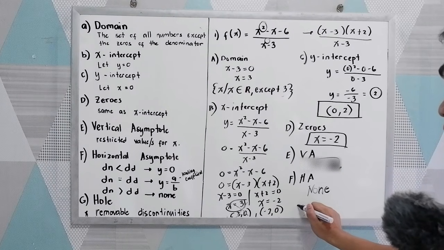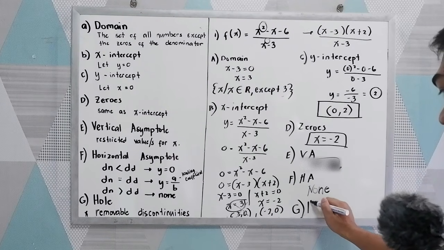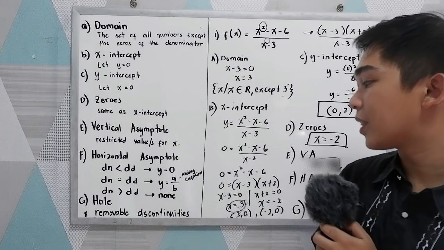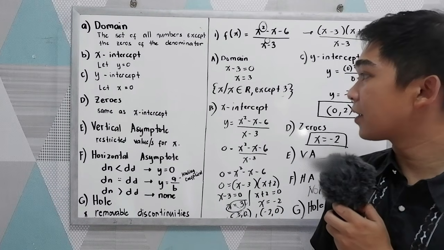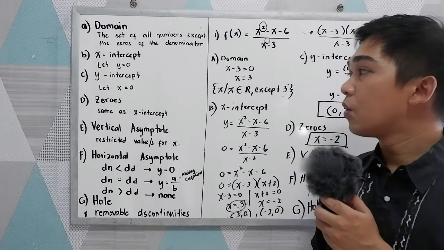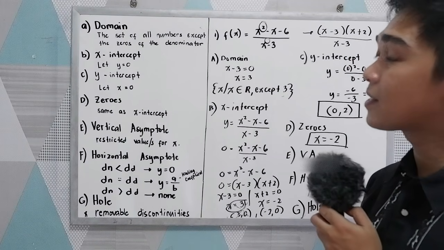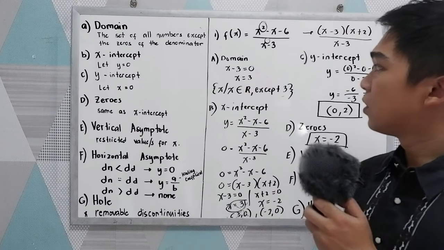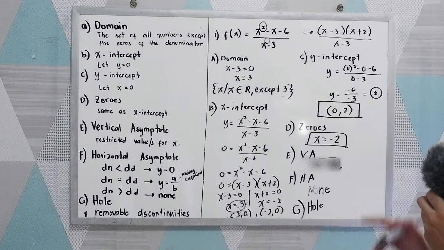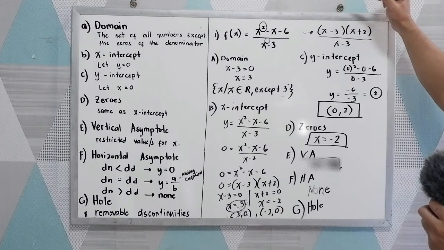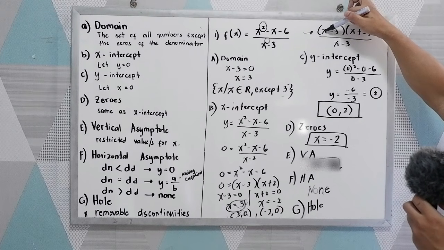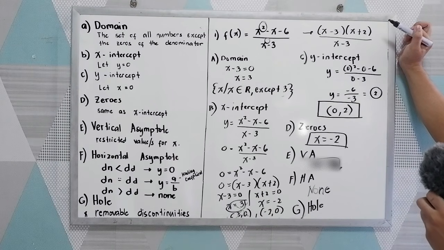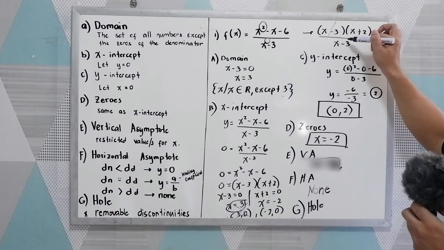Now, let's have G, the hole. Hole is also known as the removable discontinuities. So these are the values or the inputs that cause our numerator and denominator to be 0. In this case, notice that we have a common factor x minus 3 in our numerator and in the denominator. So these are the discontinuity of our function.